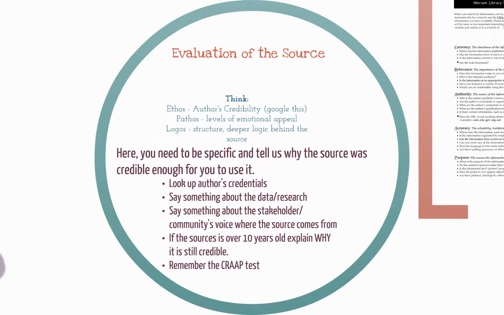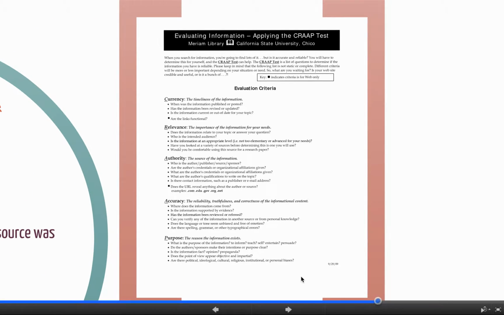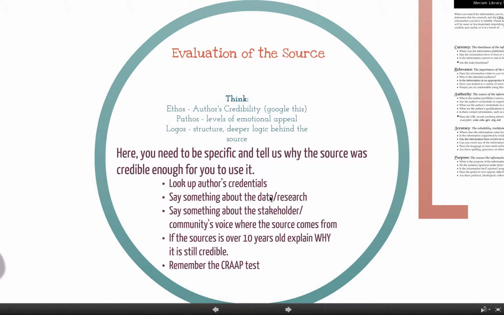If the source is over 10 years old, you need to explain why it is still credible. And I'm going to bring you back to the CREP test. I know I talked about it in one of my previous videos in terms of websites, but it's also useful for scholarly journal articles. Again, don't just tell me it's credible because it's a scholarly journal article. Tell me why. Does it have a really good author? Does it have really good data or research?